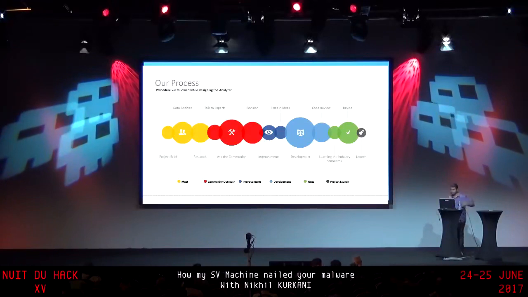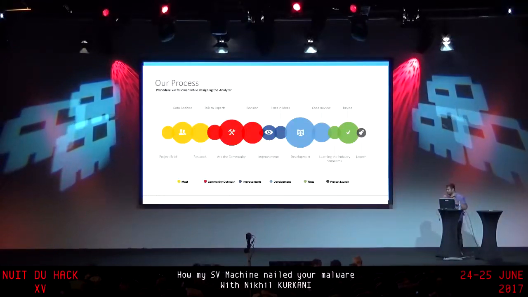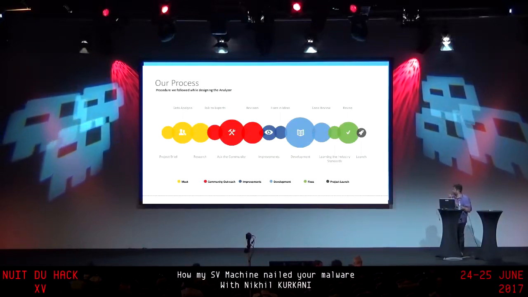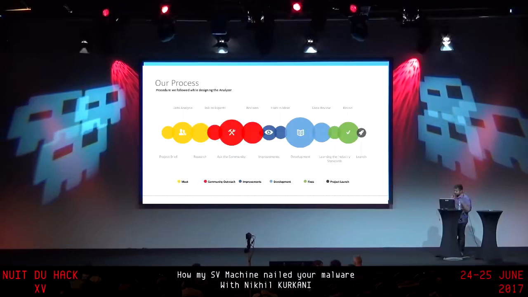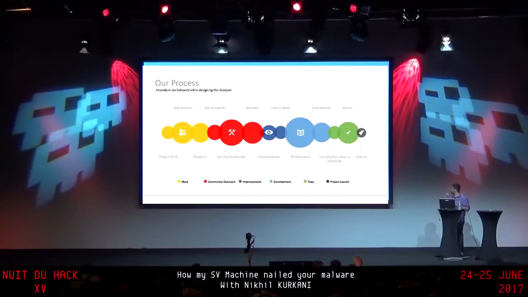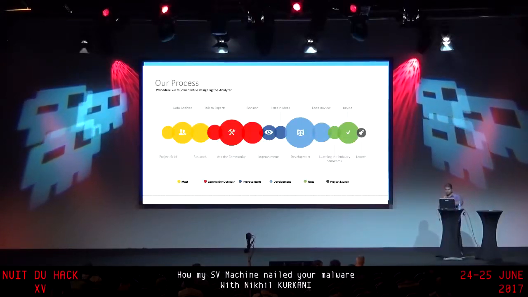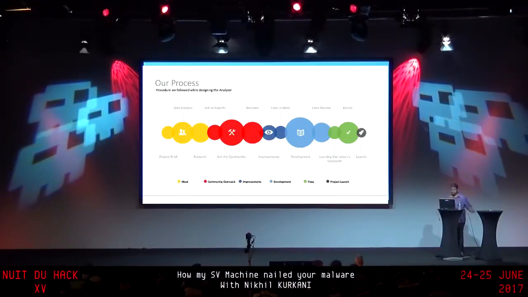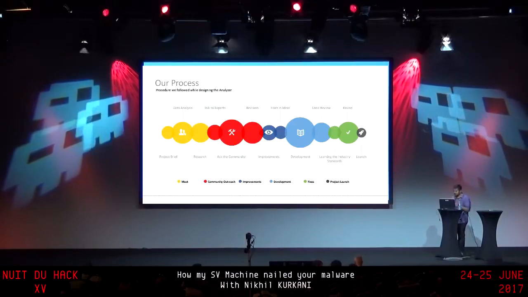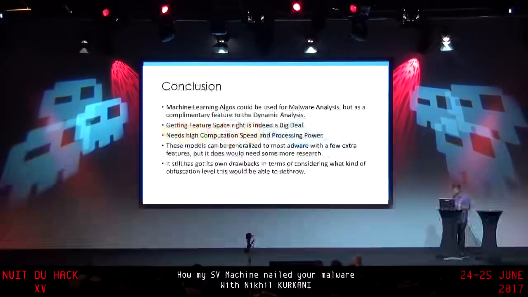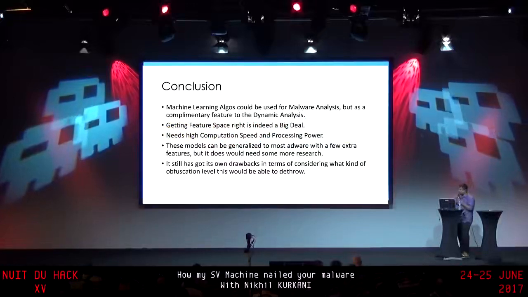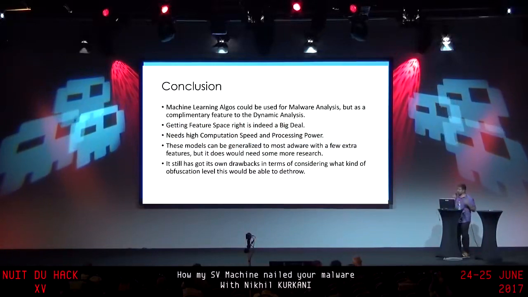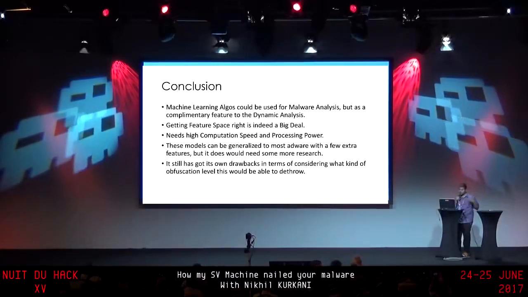And we did improvise over a period of time on the feature space selection, which is of primary importance in this project. And over a period of time, the development happened. Then we also tried to understand the industry standards, and we are going to be launching it very soon. It's going to be a completely open source framework. And the conclusion finally: machine learning algos could be used for malware analysis, but only as a complementary feature to the dynamic analysis. I mean, that's what we felt.